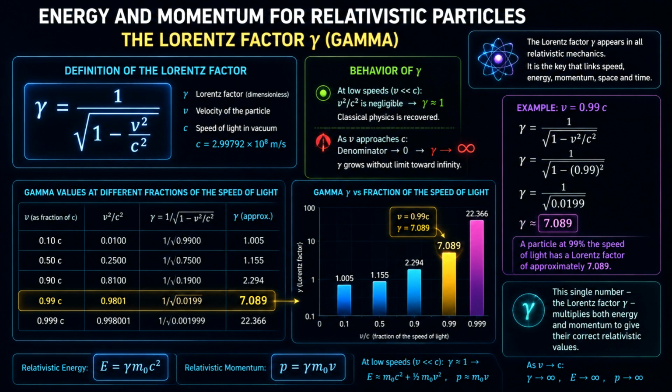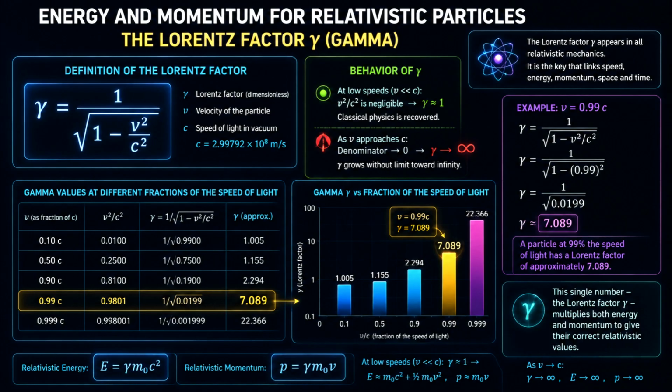The central quantity that appears in all relativistic mechanics is the Lorentz factor, denoted by the Greek letter gamma. It is defined as gamma equals 1 divided by the square root of 1 minus v squared over c squared. At low speeds, v is much smaller than c, so v squared over c squared is negligible, and gamma is approximately equal to 1. Classical physics is recovered. As v approaches c, the denominator approaches 0, and gamma grows without limit toward infinity.